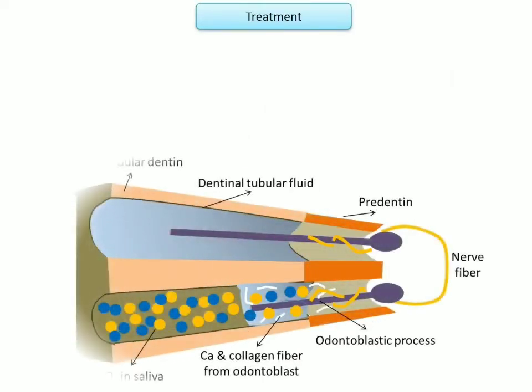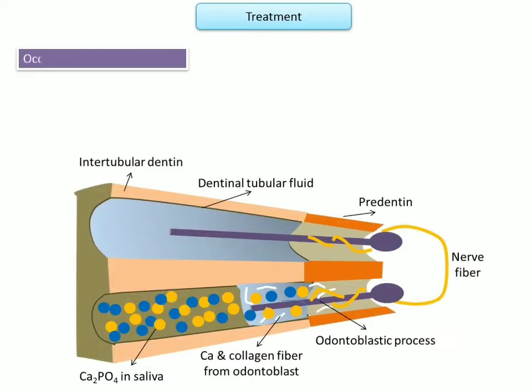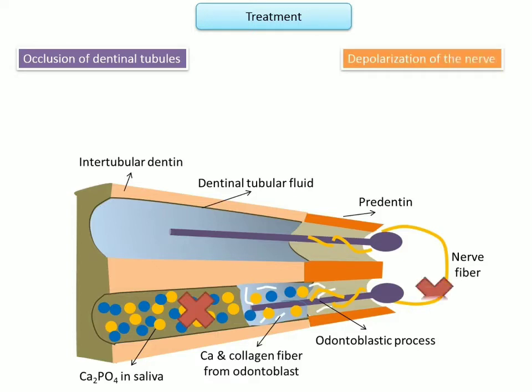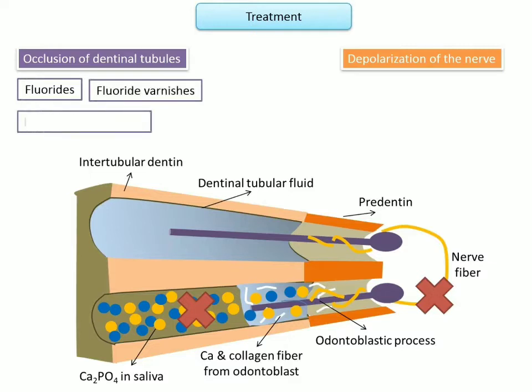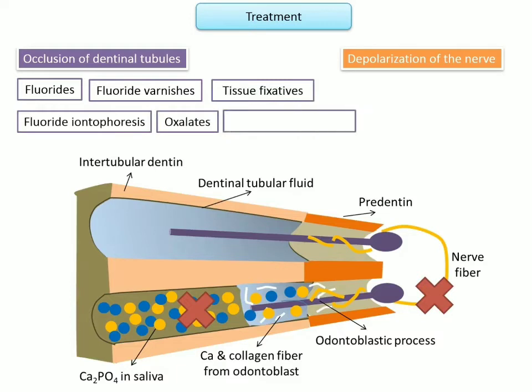So, as we just saw, the hypersensitive dentin can be treated by two main mechanisms. The first one is occluding the open dentinal tubules, and the second one is depolarization of the nerve fibers. The first group of products works by occluding the open tubules and decreasing pulpal fluid flow. This group includes fluorides, fluoride varnishes, fluoride iontophoresis, tissue fixatives, oxalates, remineralising agents, and Pro-Argin technology.